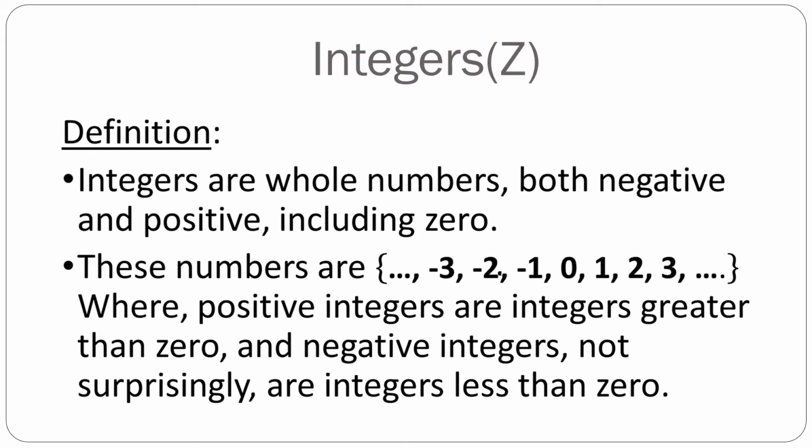Integers. Integers are whole numbers, both negative and positive, including 0. These numbers, examples: -3, -2, -1, 0, 1, 2, 3, and so on, are integers. Positive integers are integers greater than 0 or to the right of 0, and negative numbers, not surprisingly, are integers that are less than 0.